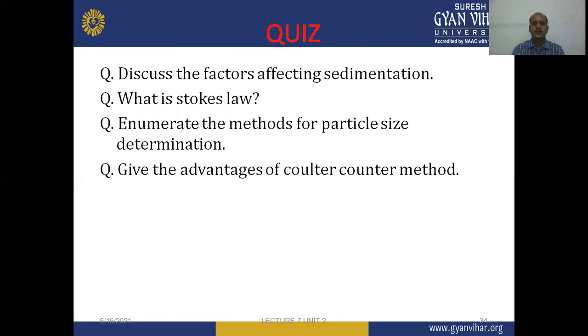So this is all about today's lecture. Please go through the lecture and find out all the methods for determination of particle size distribution of different samples. So okay, thank you.